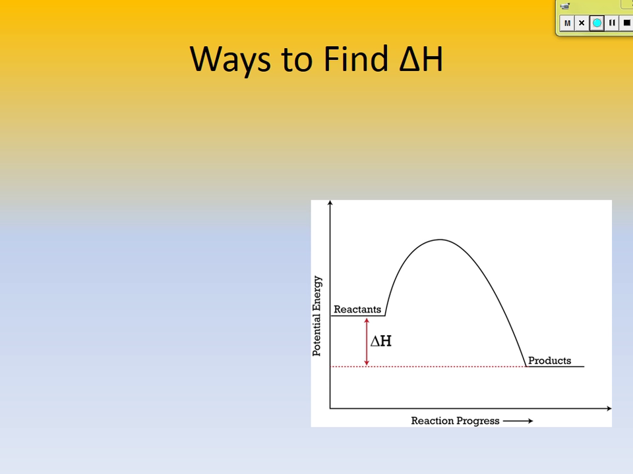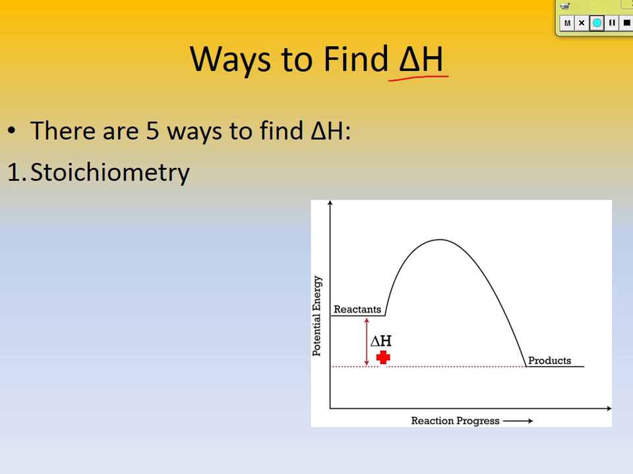Let's move on to something new today. We're going to talk about all the different ways to find delta H. So we've defined it on an energy diagram. This difference from where you start to where you end up is delta H. But there's a lot of ways you can calculate delta H. There's actually 5 of them, and we're going to go through all 5 in this chapter. Number 1, I think you're supposed to list them in your notes. Number 1 is stoichiometry. We've talked a lot about stoichiometry, so it should just be a review, but that's the one we're going to talk about in this video, in this lesson.